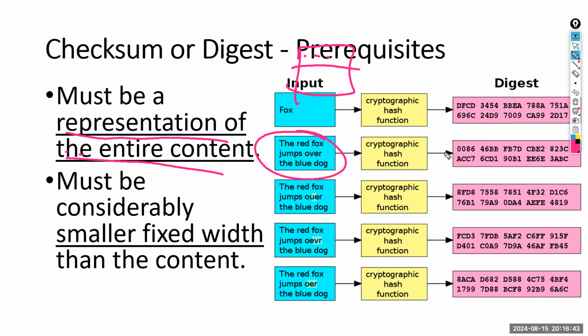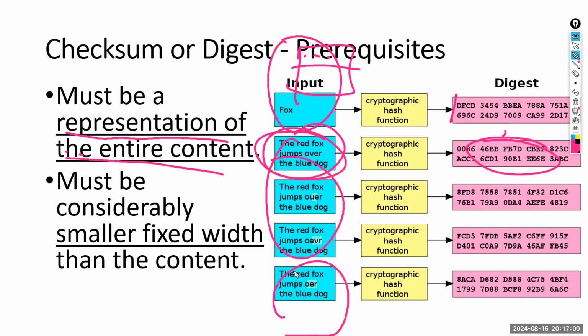Second, your digest must be smaller than your original content, because otherwise it is not convenient. And the digest must be fixed width. Regardless of your content being of different sizes, the digest must always be the same size. So what are the three things of a good digest? It must depend on your entire content, it must be smaller than the original content, and it must be fixed size for different size original content.